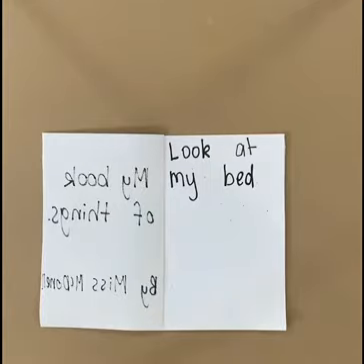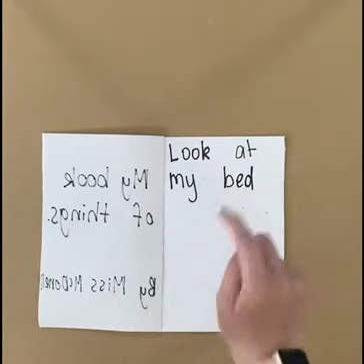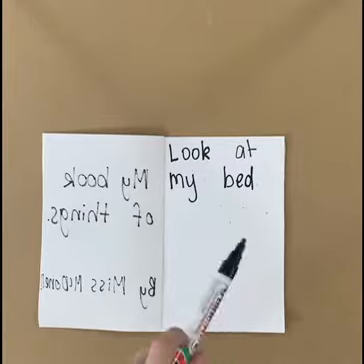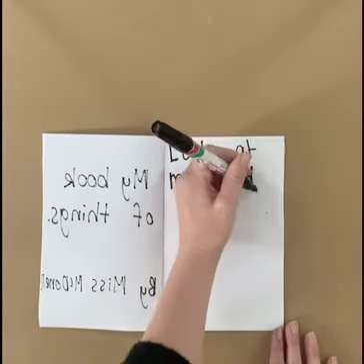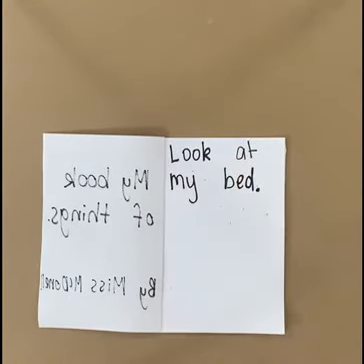And that's my sentence. Let's read it together. Look at my bed. Is my sentence finished? No, it's not, is it? Because what does it need at the end? It needs a full stop. Oh, you can't really see that. Let's read it again together. Look at my bed.